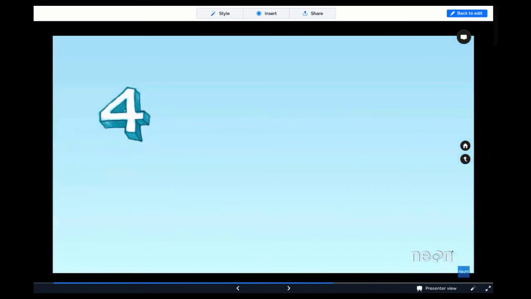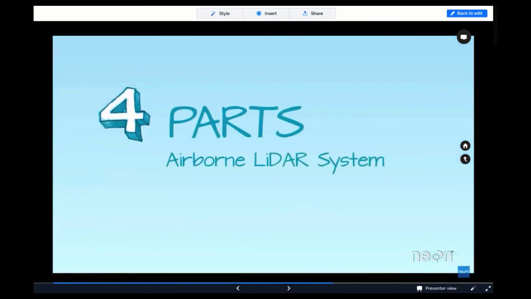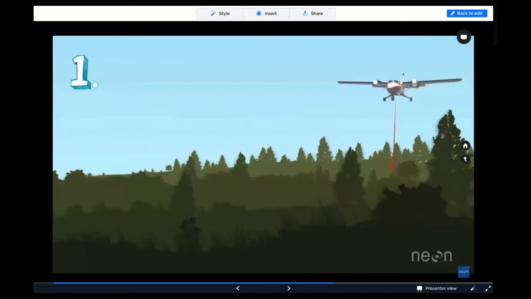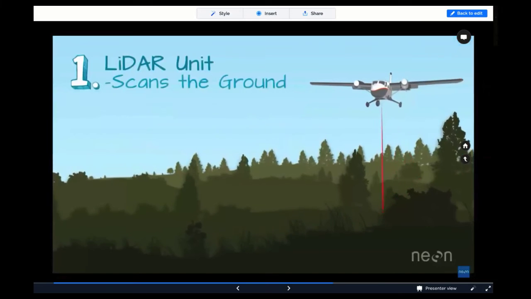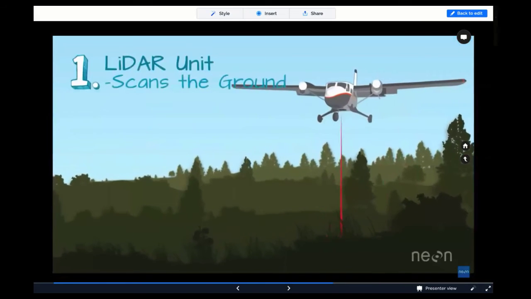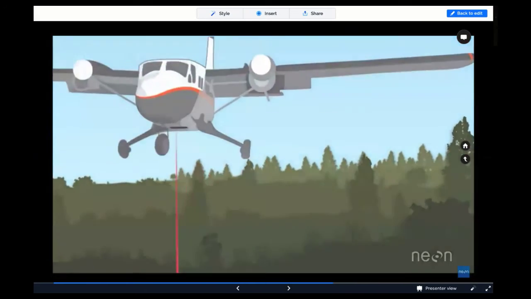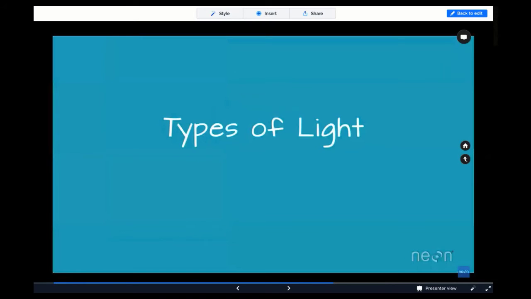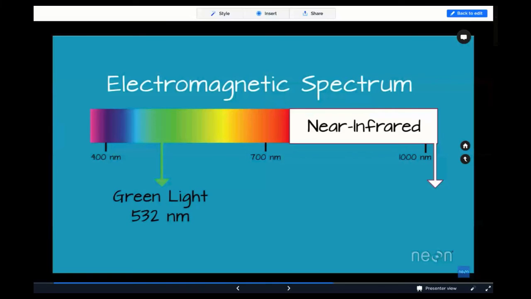So to get how lasers are used to calculate height in airborne LiDAR, we need to understand the 4 parts of the system. First, the airplane contains the LiDAR unit itself, which uses a laser to scan the Earth from side to side as the plane flies. By the way, for you remote sensing geeks out there, the laser system uses either green or near-infrared light, because these wavelengths or types of light reflect strongly off of vegetation.